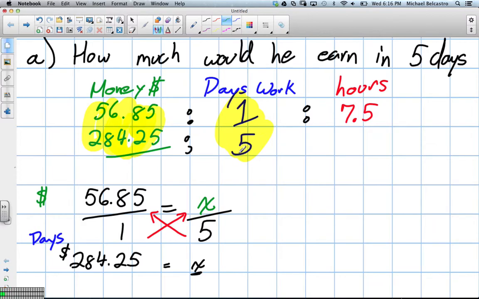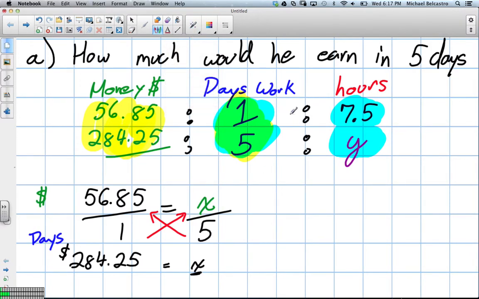We could also figure out how many hours he works. Even though they didn't ask us, let's do that on the side. In this example, we're going to be working with days worked and hours. We're trying to solve how many hours he'd have to work in 5 days. So we'll call that our x, or in this case, y, which just stands for an unknown. How can I set up this fraction? Which ones are related to each other?